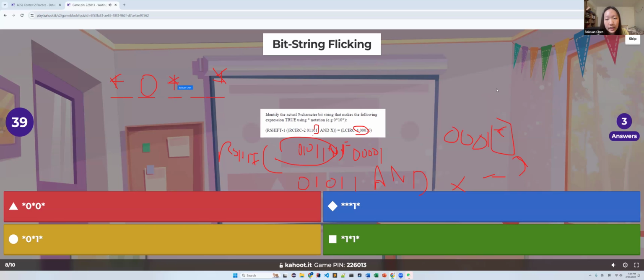But then the last digit, we have 1, and the fourth digit of x is equal to 1. So we know that the fourth digit of x has to be 1, because the only way for AND to return 1 is if both of the inputs are 1. So then the answer will be yellow.